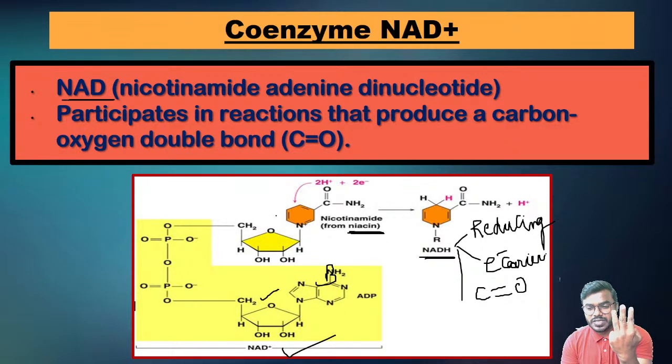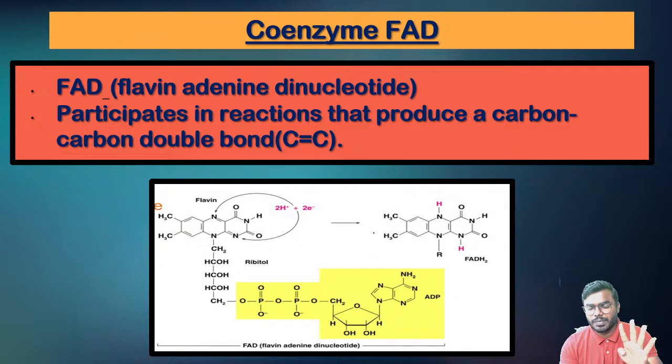I want every one of you to remember the 4 points. NADH acts as a reducing equivalent. It is acting as an electron carrier. It is involved in the reactions where there is a production of a carbon-oxygen double bond. And next you have to remember the nicotinamide ring is derived from niacin. Only 4 points I want you to remember.